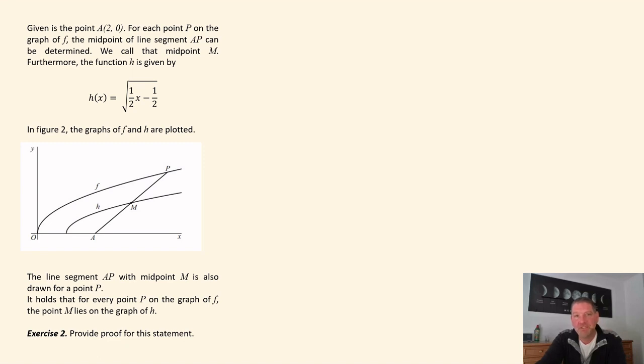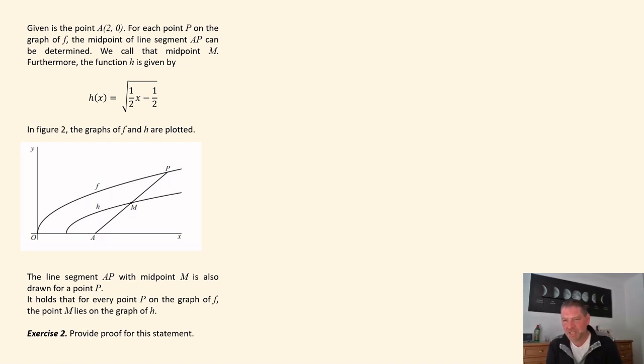Furthermore, the function h is given by h of x equals the square root of half x minus half. In figure 2, the graphs of f and h are plotted. The line segment AP with midpoint M is also drawn for a point P. It holds that for every point P on the graph of f, the point M lies on the graph of h. Exercise: provide proof for this statement.